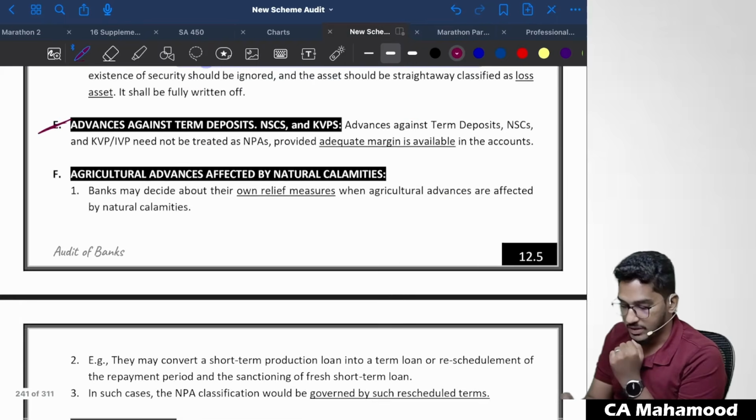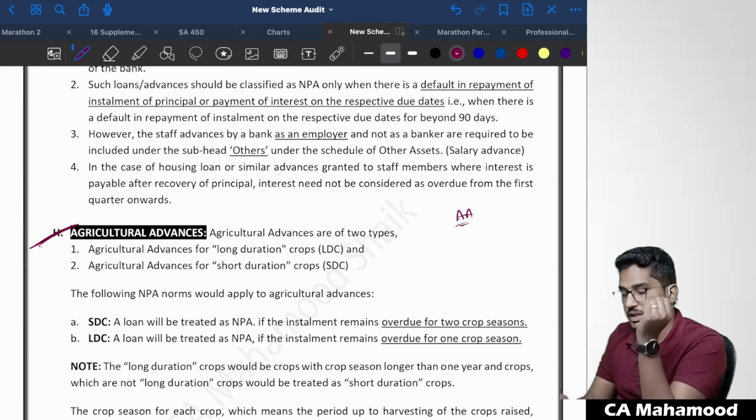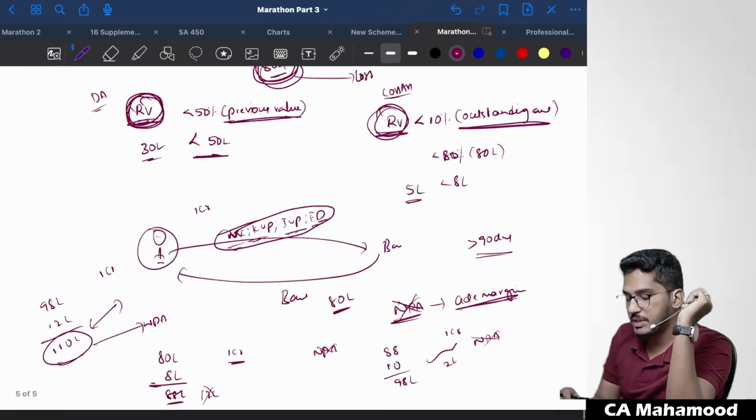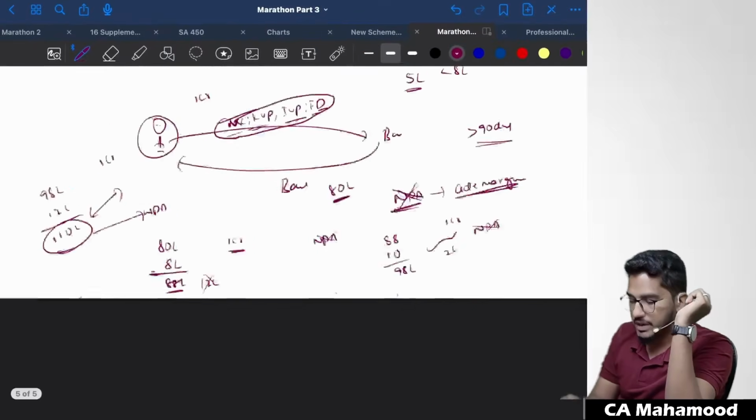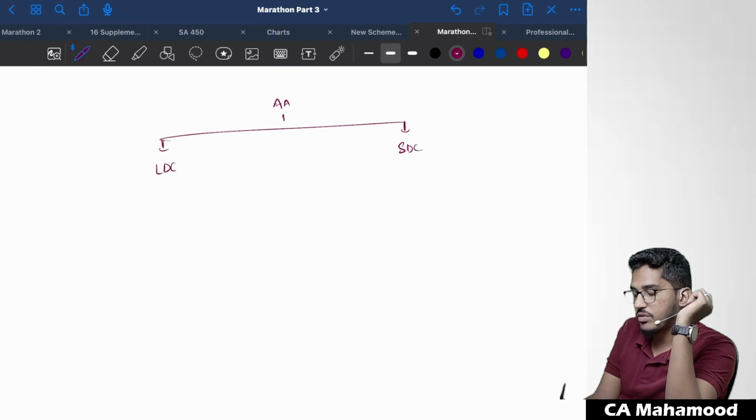Understood? Next one. Now we will talk about agricultural advances. See, as we know, in the case of agricultural advances, NPA norms are going to be a bit different. Here we don't follow more than 90 days or all those conditions. In case of agricultural advances, NPA norms will be different. So for the purpose of NPA norms, we will classify agricultural advances into two categories: agricultural advances given for long duration crops, and agricultural advances given for short duration crops.